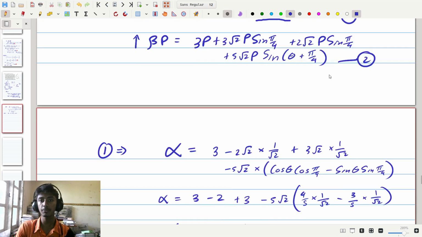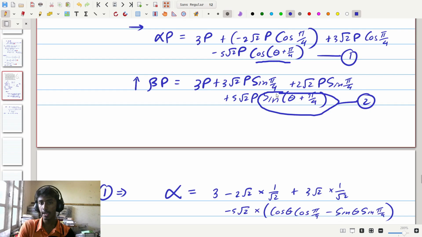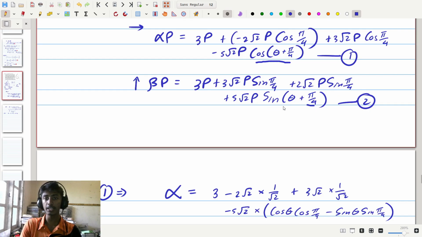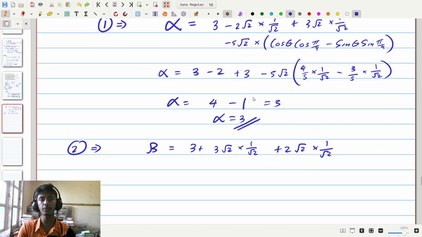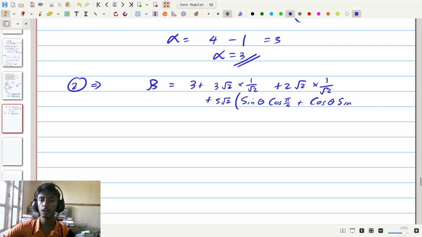And then the next term is going to be plus 5 root 2 times the sine of this angle, which we don't know, but we can use the formula for sine of a plus b to say that the sine of theta plus pi by 4 is going to become sine of theta cosine of pi by 4 plus the cosine of theta times sine of pi by 4. So therefore we get plus 5 root 2 times the sine of theta times the cosine of pi by 4 plus the cosine of theta times the sine of pi by 4.